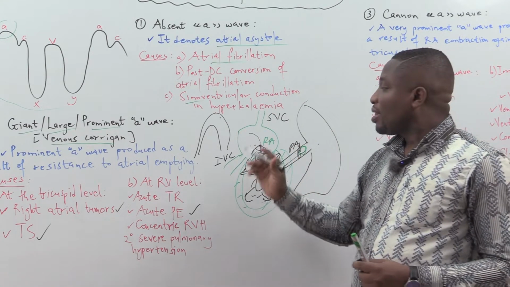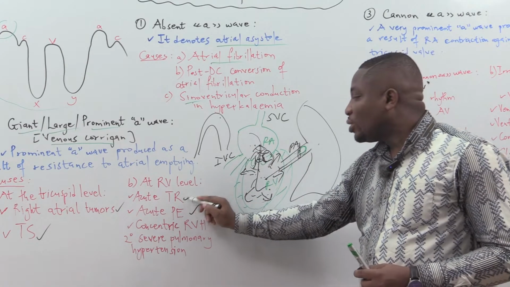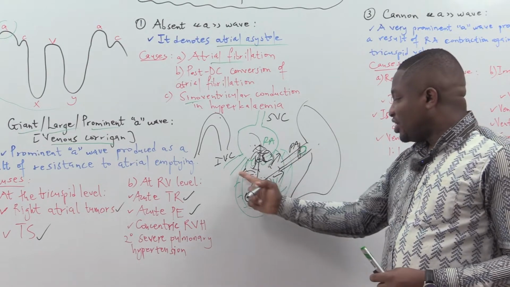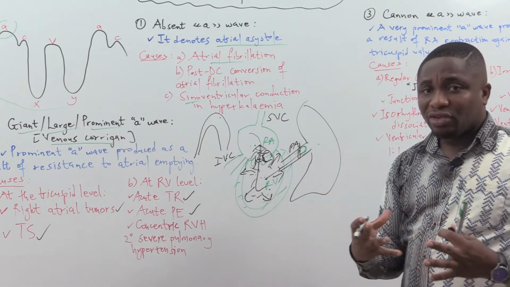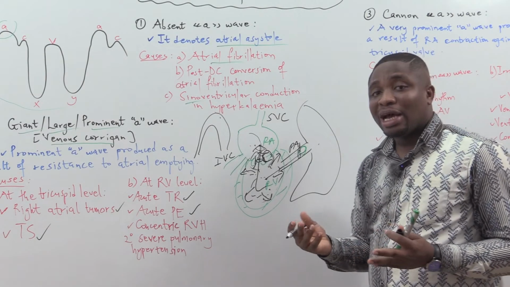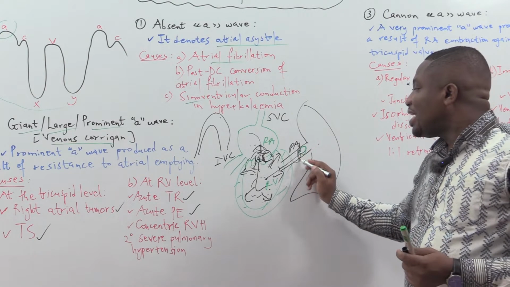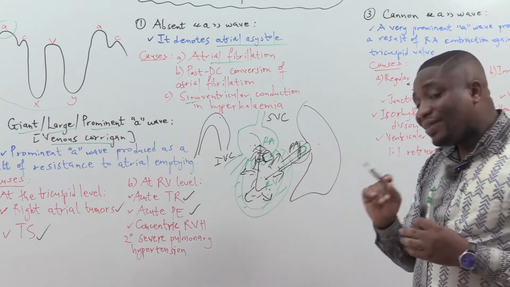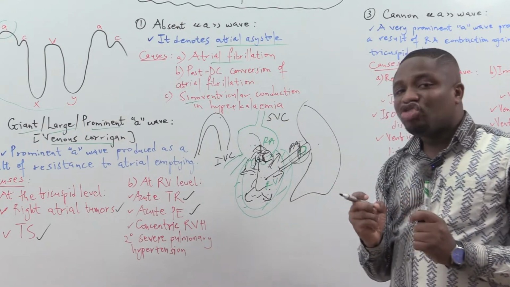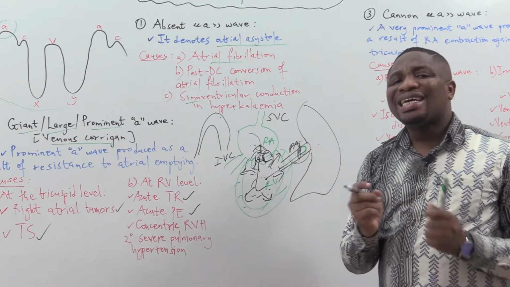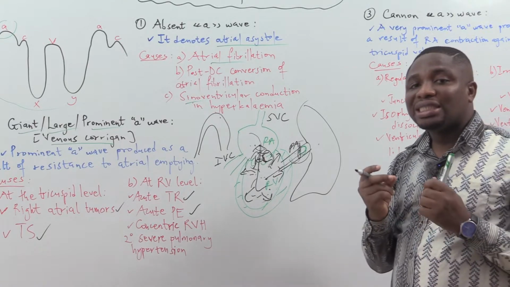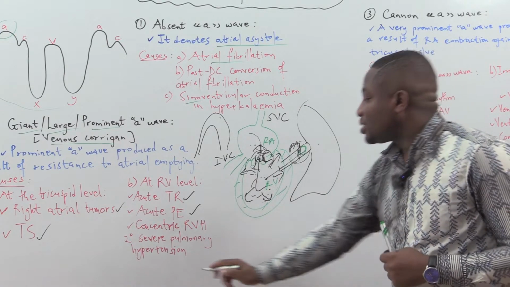So another cause at the right ventricular level will be what? Acute tricuspid regurgitation. Then another one will be if the right ventricle is becoming hypertrophied. And why would it become hypertrophied? If the pressure in the pulmonary vessels increases. So we will say that another cause at the level of the right ventricle will be a concentric right ventricular hypertrophy secondary to pulmonary hypertension. A concentric right ventricular hypertrophy secondary to what? Severe pulmonary hypertension. That's what we have here.